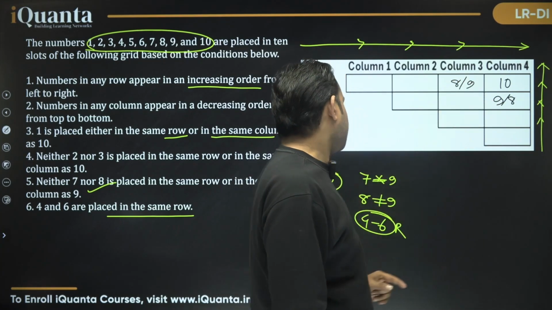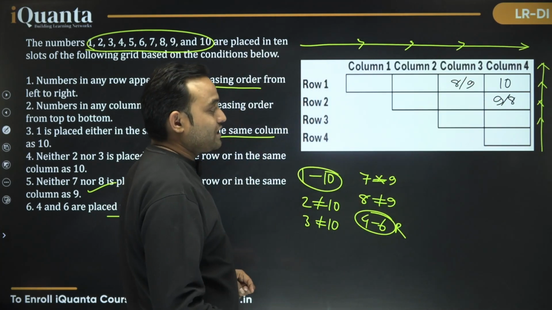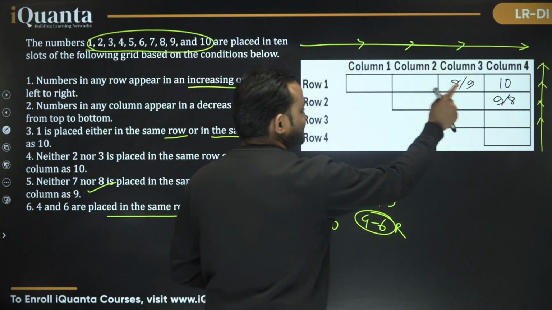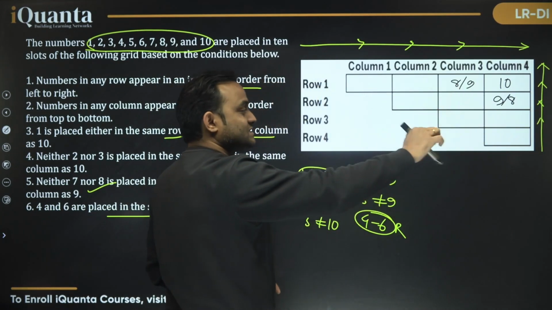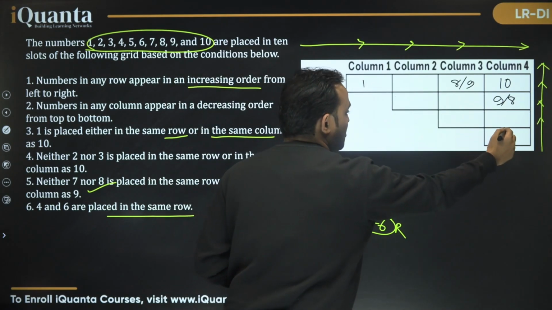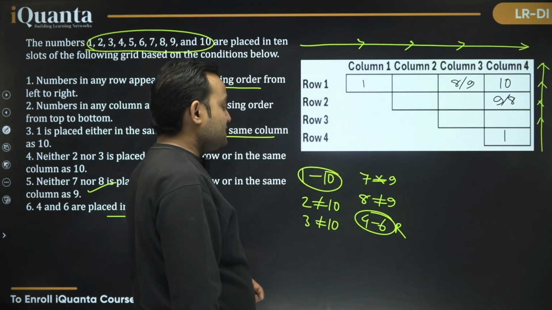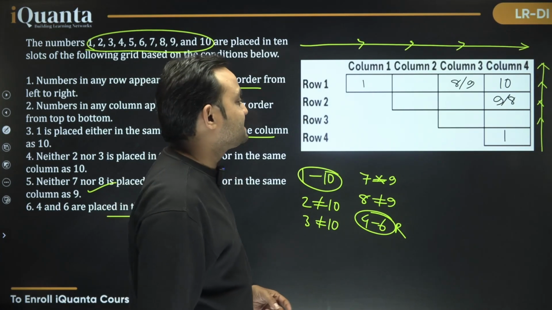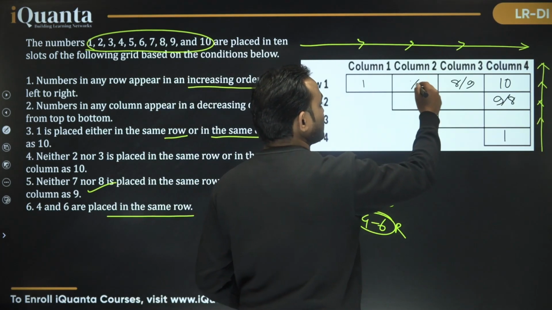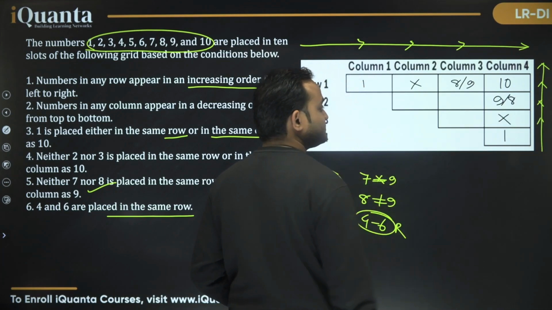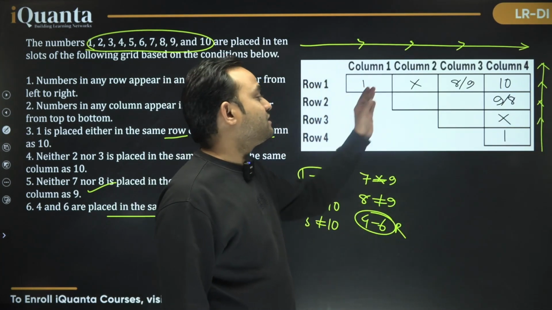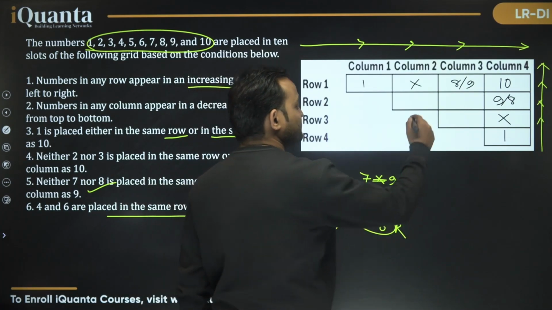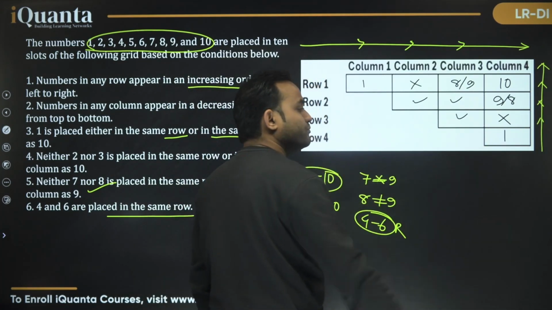Now think about this information that 1 can be here or here, because 1 is the smallest number, right? Then 2 and 3 cannot be in the same row or column as 10. So 2 cannot be here, 2 cannot be here, 3 cannot be here also. So what are the possibilities? We have 3 places left. Where do we put 2 or 3?